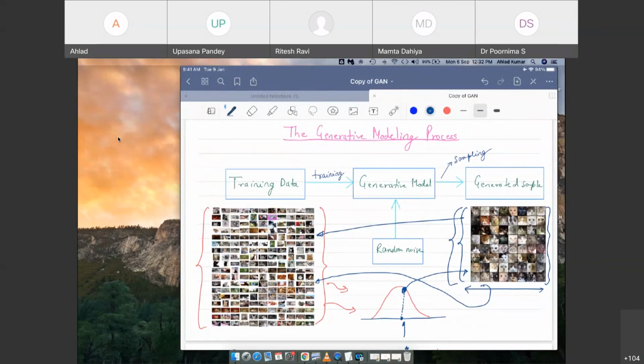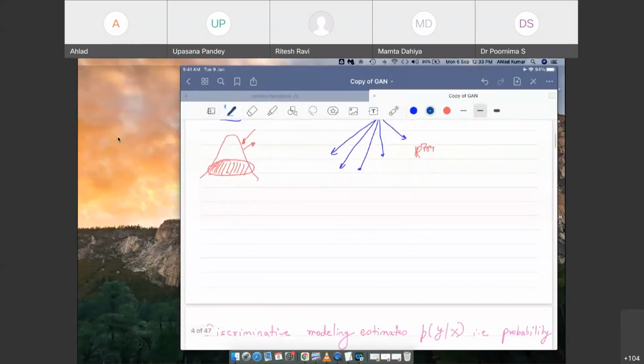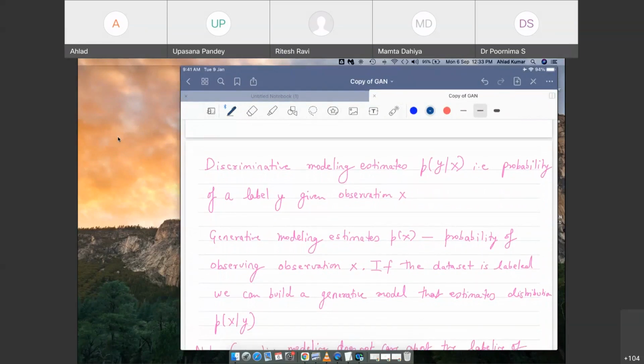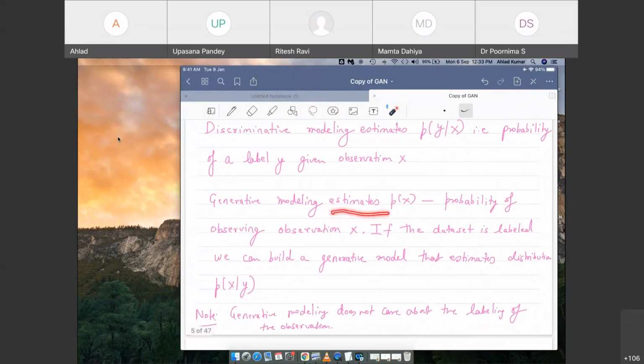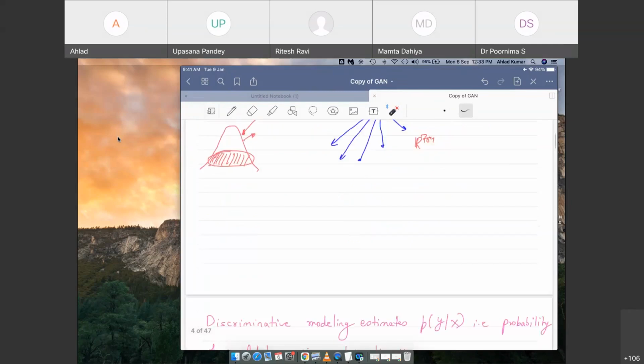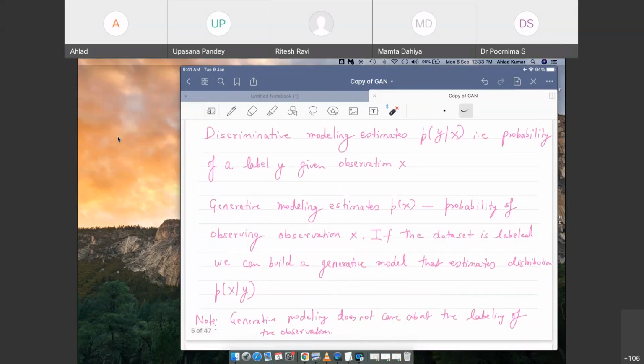So this is basically the concept of generative modeling. Mathematically, when you discuss the discriminative model, which we discussed earlier, it estimates the probability of y given x. That is the label which we are trying to predict, given the observation x. This is the basic fundamental of discriminative modeling. Whereas generative modeling estimates P of x, which I was telling you earlier. So it actually estimates this probability first, which I am writing as D, the probability of observation x.